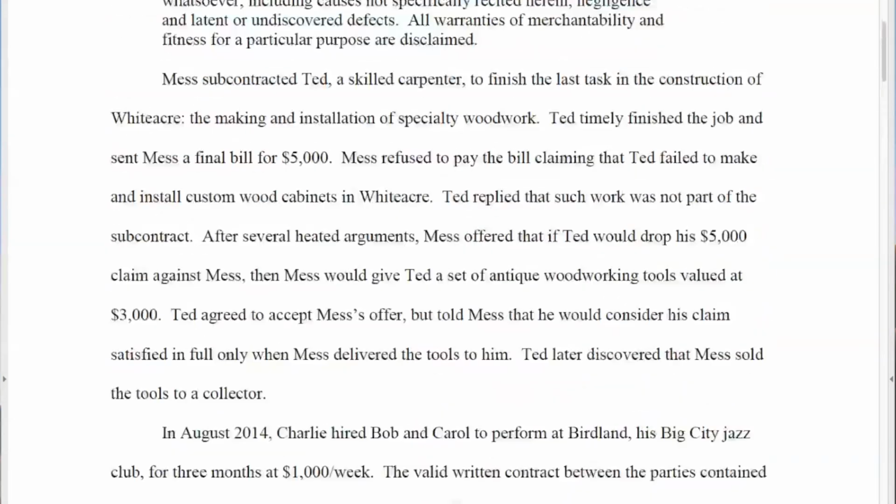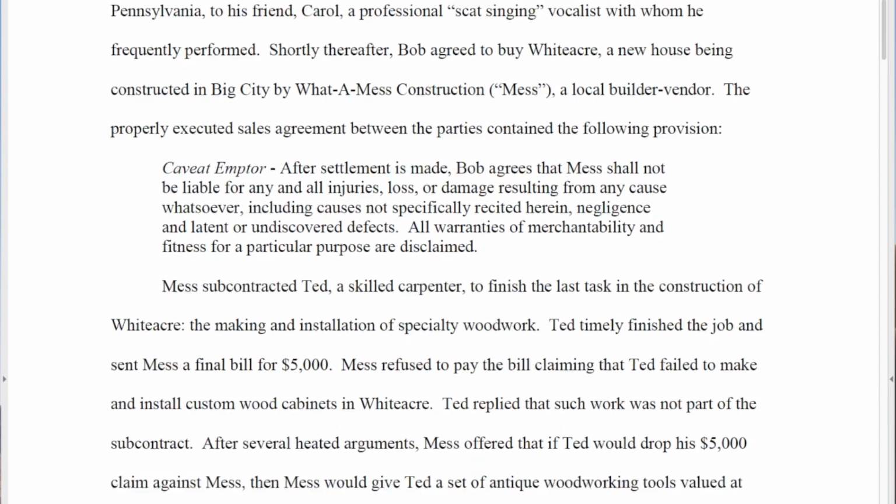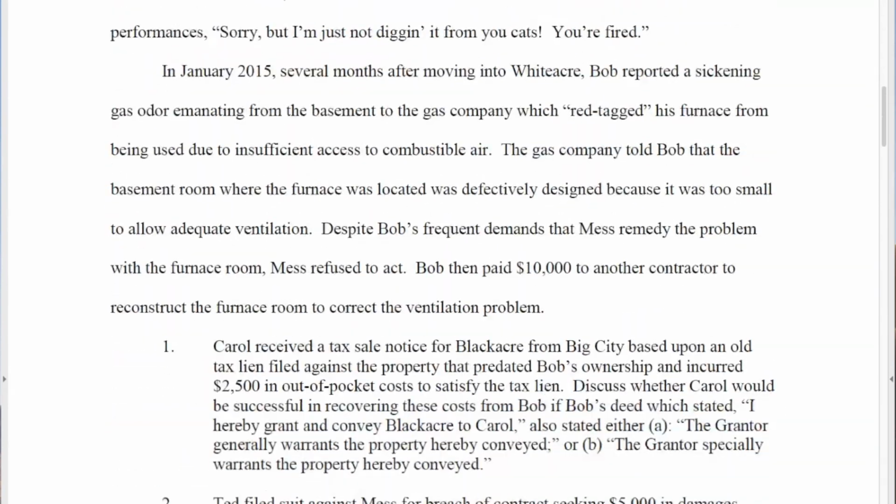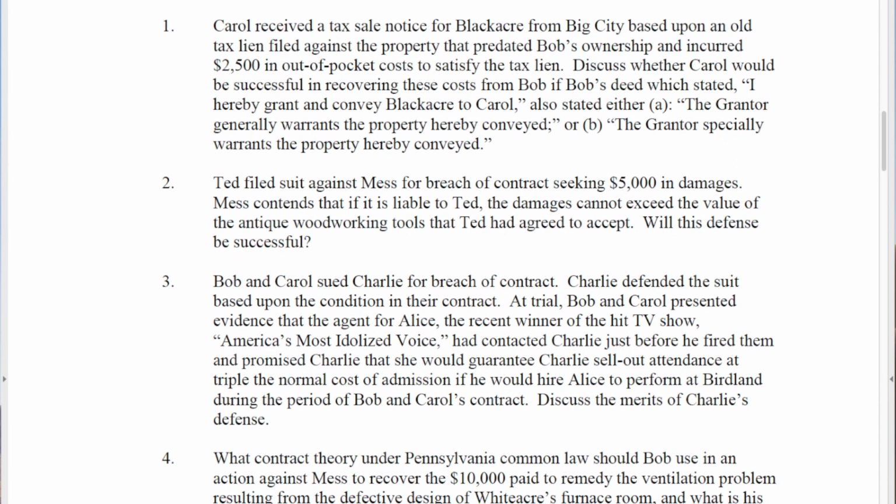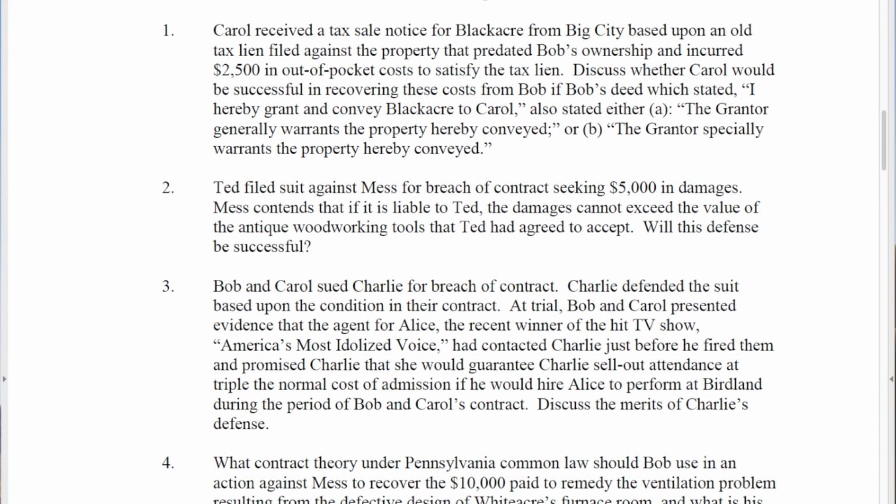At first glance, this looks pretty overwhelming. Lots of facts followed by lots of detailed questions. What's the right way to approach this? Well, I'll start by giving you a little secret.